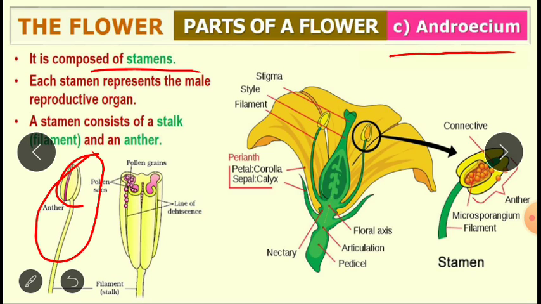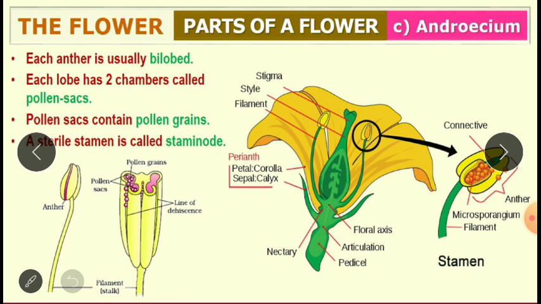The upper portion is known as the anther, and this stalk is known as the filament. So the stamen consists of the stalk-like structure known as the filament and a bulged structure known as the anther. This anther has a bilobed structure. Bilobed means there are 2 lobes, 2 bags in the anther.